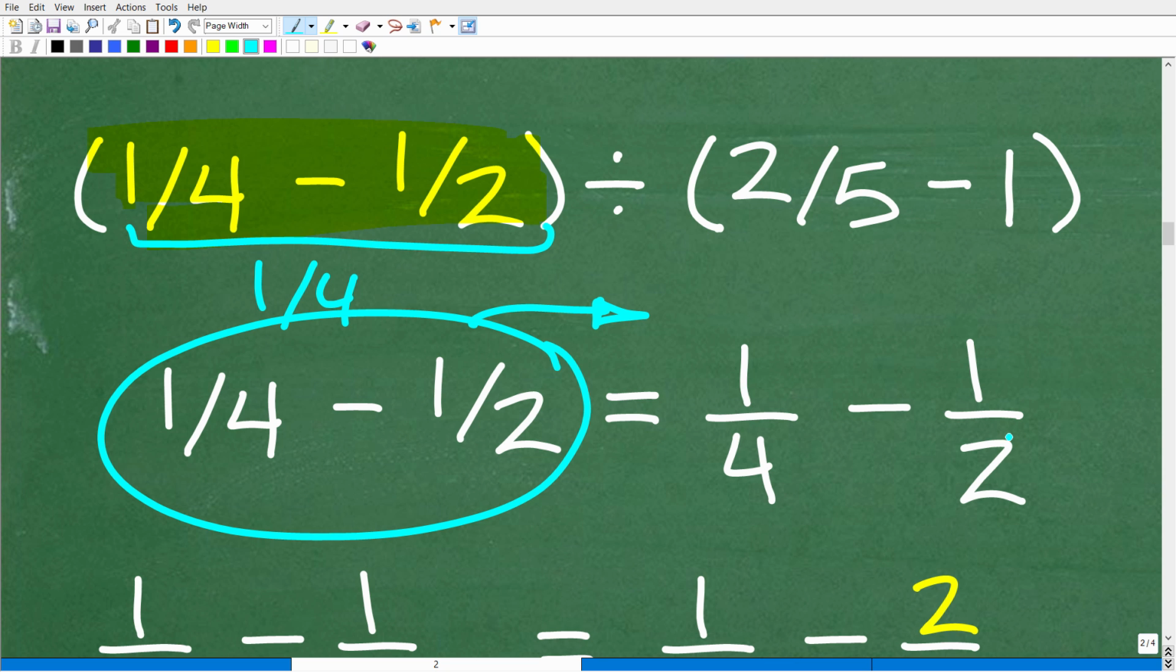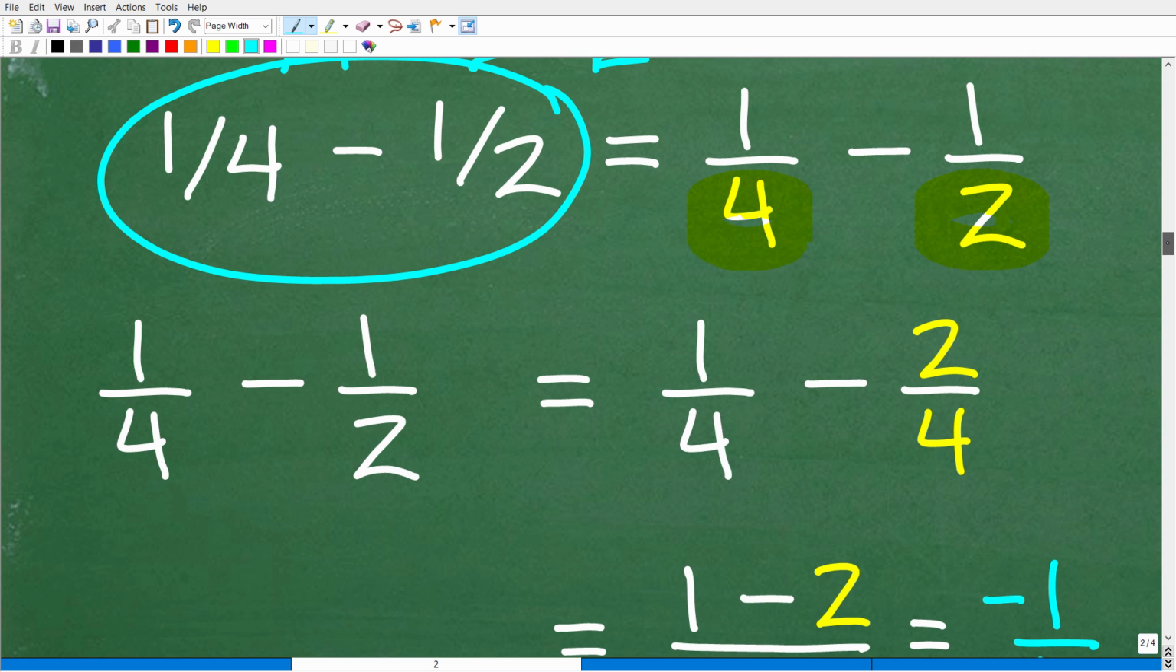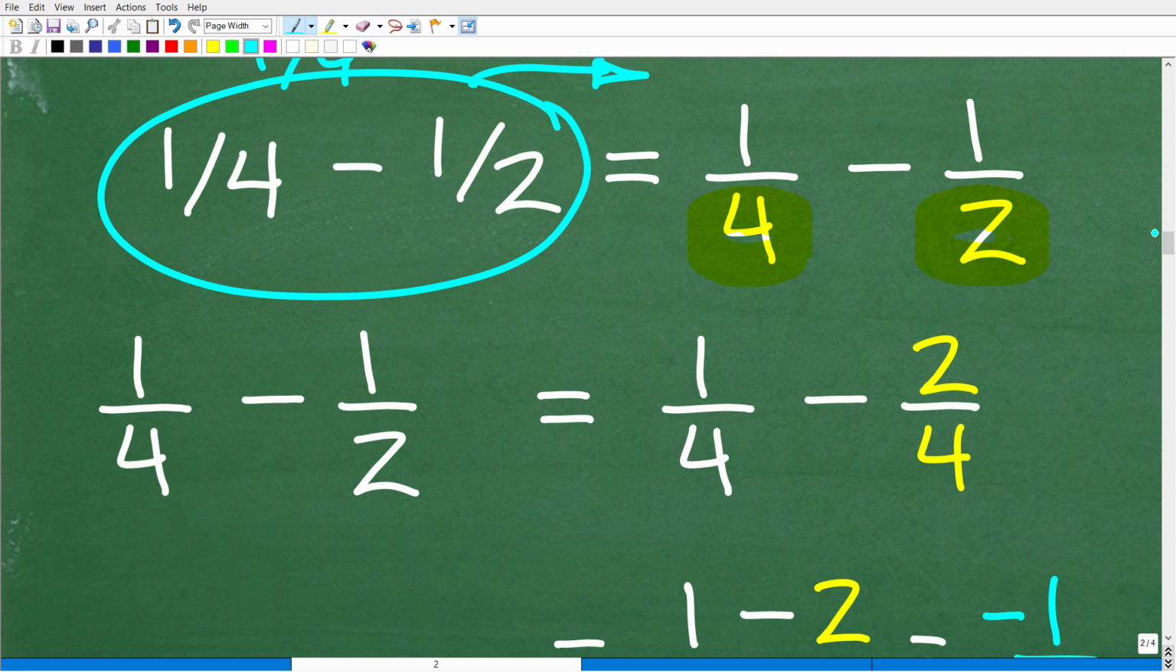So 1/4 minus 1/2. Well, we cannot add or subtract fractions that don't have the same denominator. So here we need to find the lowest common denominator. Now, if you don't remember how to add or subtract fractions, I will give you some suggestions here in a second. But the lowest common denominator is the lowest number that both 4 and 2 can divide into without a remainder. So hopefully you're saying, hey, Mr. YouTube Math Man, I know that the LCD here is 4 because 4 is the lowest number that both 4 and 2 can divide into without a remainder.